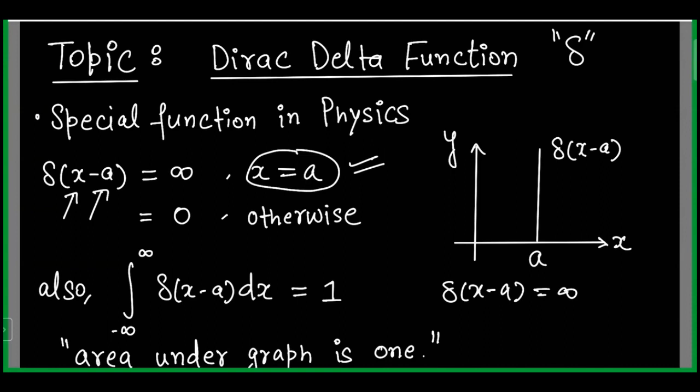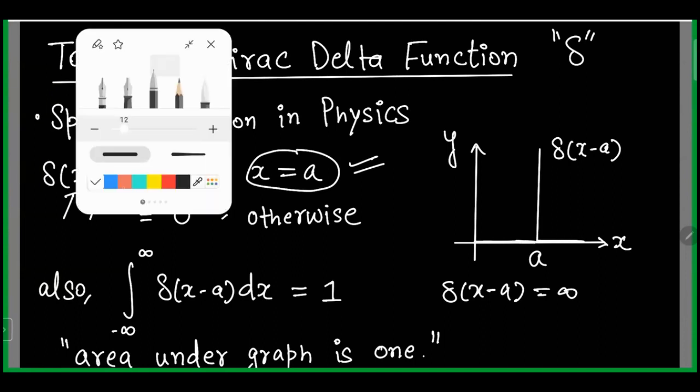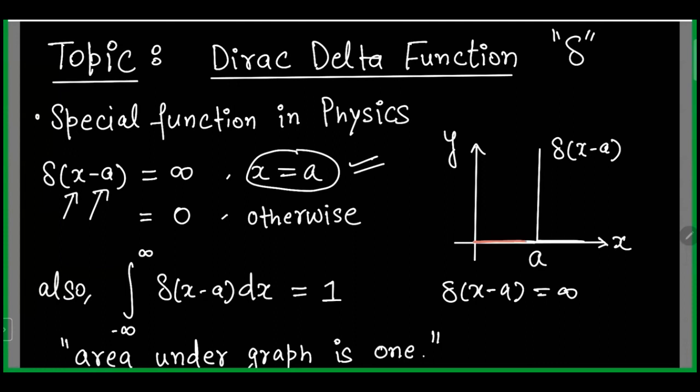So let's try to see it through the graph. We can see for all other values of x, your function is 0. You can clearly see this yellow line. Let me change the marker color so you can clearly see. For all other values of x, it is 0. But at x equal to a, the function is taking up, sorry, y equal to infinity. So when your x becomes a, your function goes to infinity.